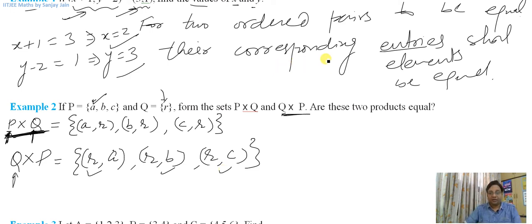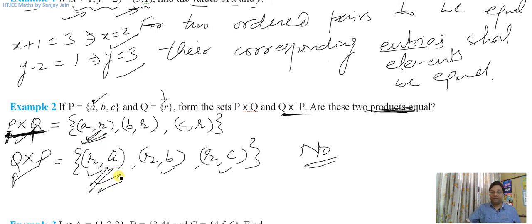Now, are these two products equal? No. Why? Because this ordered pair (A, R) is different from (R, A), because they have got different elements, right? These products P into Q and Q into P are unequal because their elements are different. They have got different elements, and for two sets to be equal, they should have exactly the same elements. Okay, I think this much is enough for this lecture.